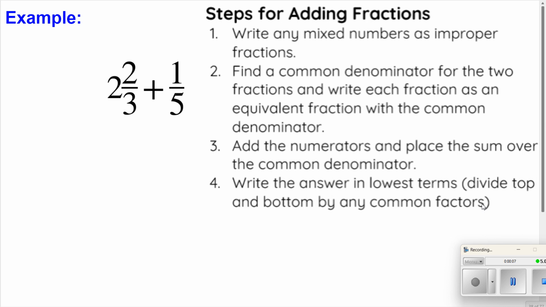So let's get started. Step number one, if you have any mixed numbers, a combination of a whole number with a fraction, I want you to write those as improper fractions first. So looking at my question, I have a mixed number here, 2 2/3.